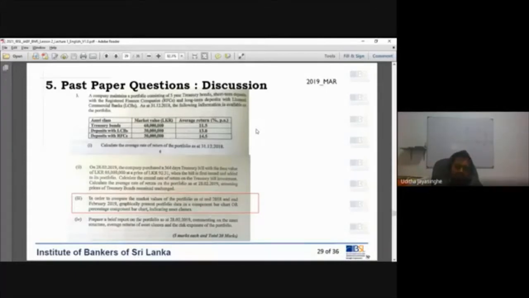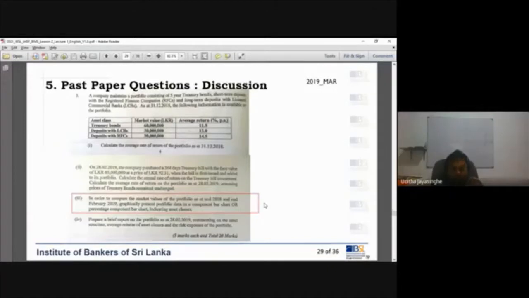So there are different paths on the computation, but look at part number 3. I just want to highlight it here and show you what we're going to do. In order to compare the market value of this portfolio as at end 2018 and end February 2019, graphically present portfolio data in a component bar chart or a percentage component bar chart indicating asset classes.